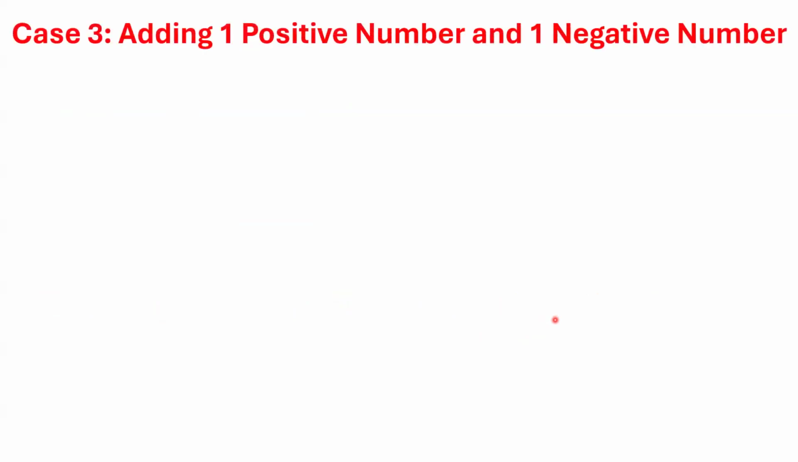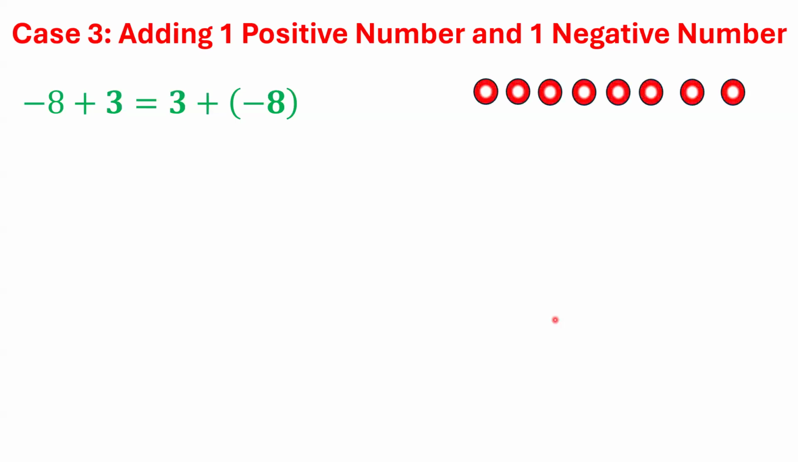Case 3, if one of the addends is positive and the other is negative. I have two scenarios, like -8 plus 3. You can write it as 3 plus -8 as well, because I can exchange in adding using the commutative property. I will solve it using counters. I will represent the -8 by 8 red counters, which means that's the loss. You lost 8 or you paid 8. And then I added to it 3 positive counters.